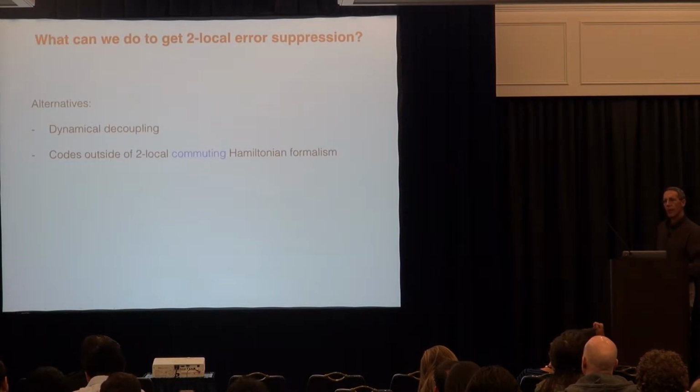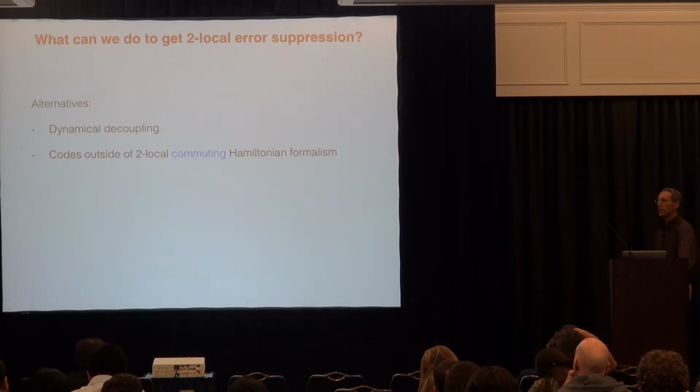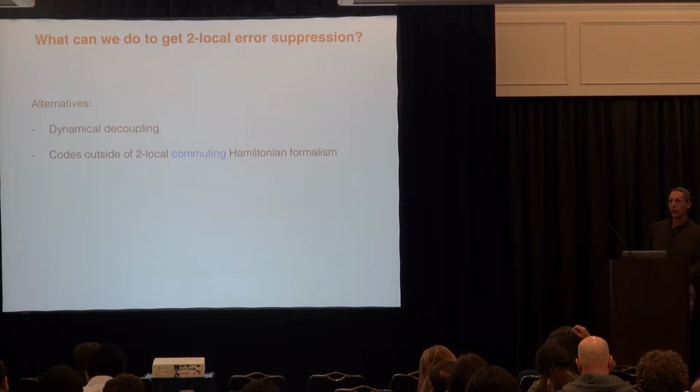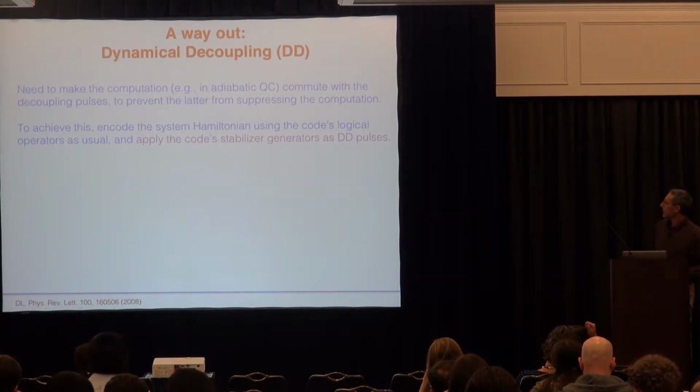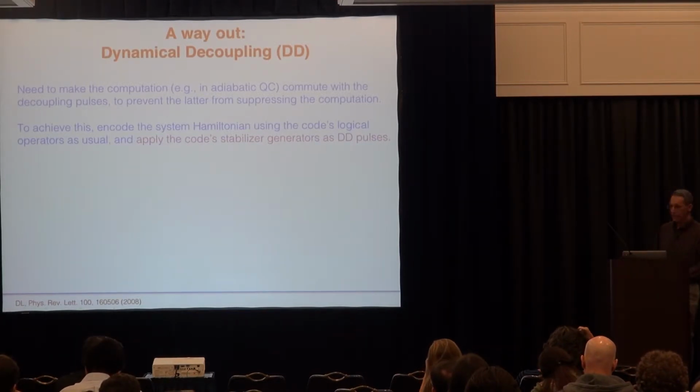Okay, so then what can we do to get fully two-local error suppression? We can't use two-local commuting Hamiltonians. And there are two alternatives that I'd like to discuss. There might be more. One is dynamical decoupling, and the other one is codes that are outside of this framework of two-local commuting Hamiltonians. In other words, non-commuting. So let me first quickly talk about dynamical decoupling. This is rather old work, but it fits in this context.